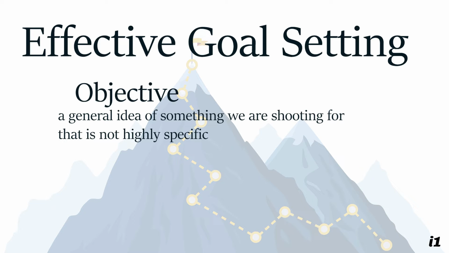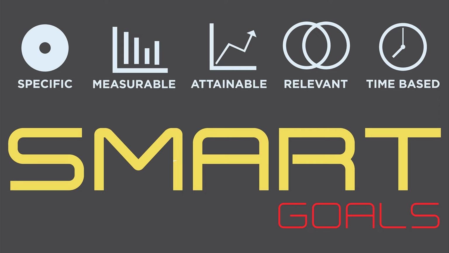So, in order to turn this objective into a goal, we're going to use the SMART goals structure. SMART goals are specific, measurable, achievable, relevant, and time-bound. In other words, they have a deadline. So let's go through the process with my home purchase using this objective.